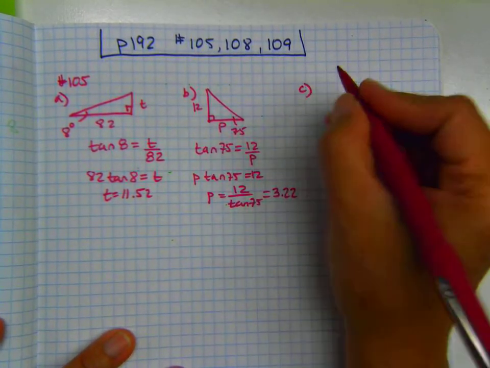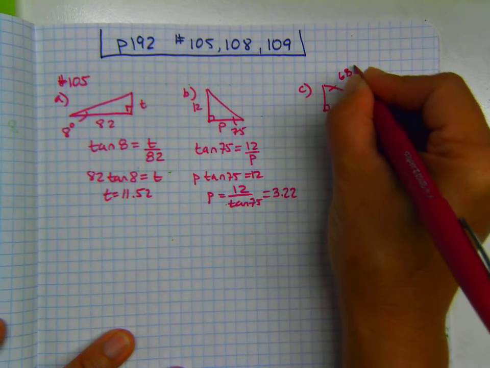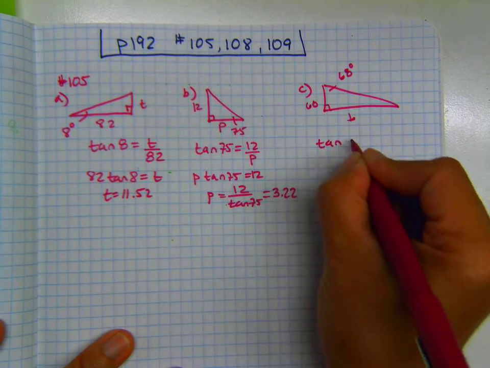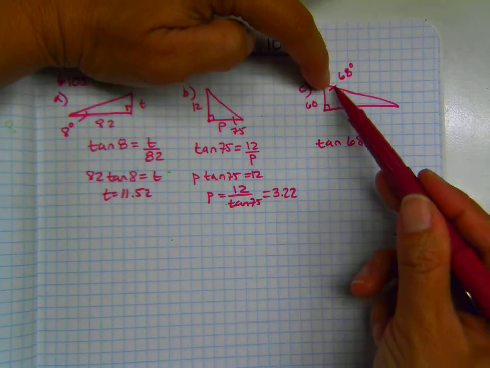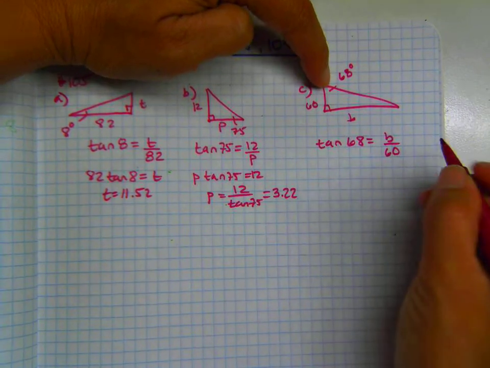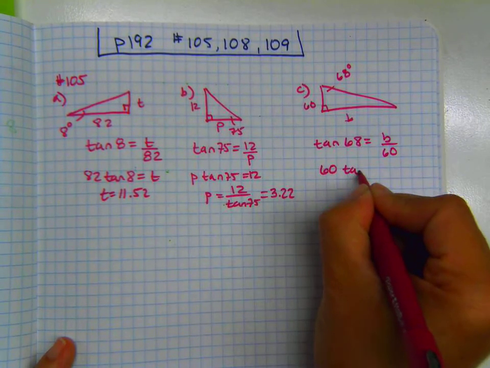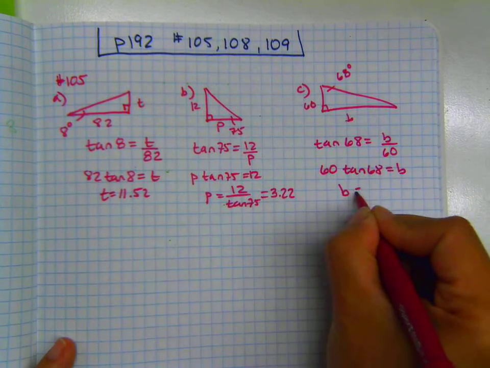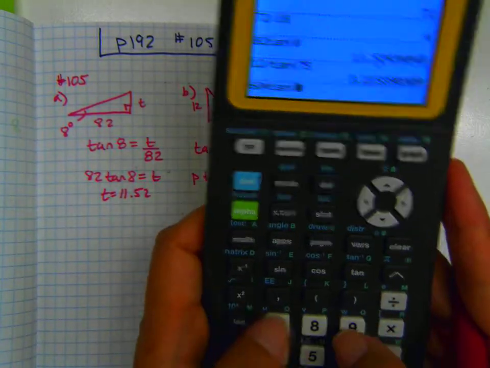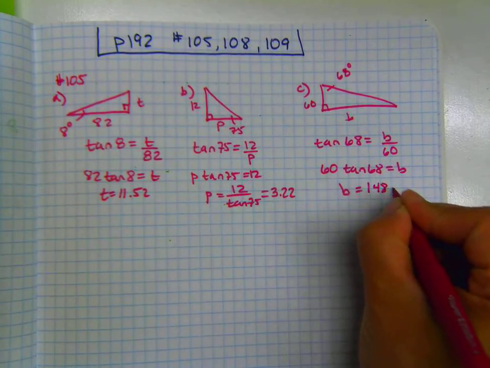All right, and C, we have 68 degrees, 60, and B. Again, tangent of 68. Now 68's up here, so opposite is down here, so that's B, and adjacent is 60. So we're talking about opposite of my angle. Multiply by 60, and B equals 60 times the tangent of 68, and we get 148.51.